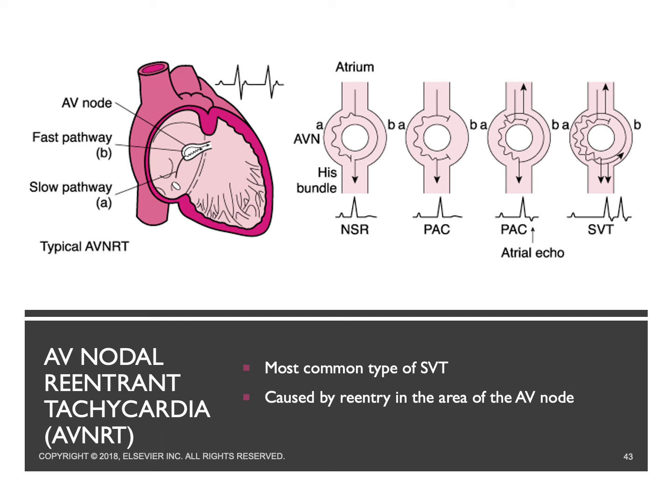Now, a less common type of AVNRT is called an atypical AVNRT. This was also known as fast-slow tachycardia. So an atypical AVNRT is often initiated by a premature complex that conducts down the fast pathway and returns by means of the slow pathway, hence fast-slow tachycardia.